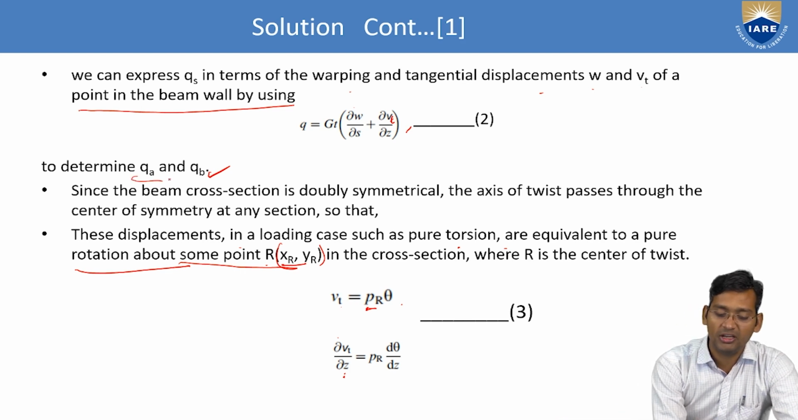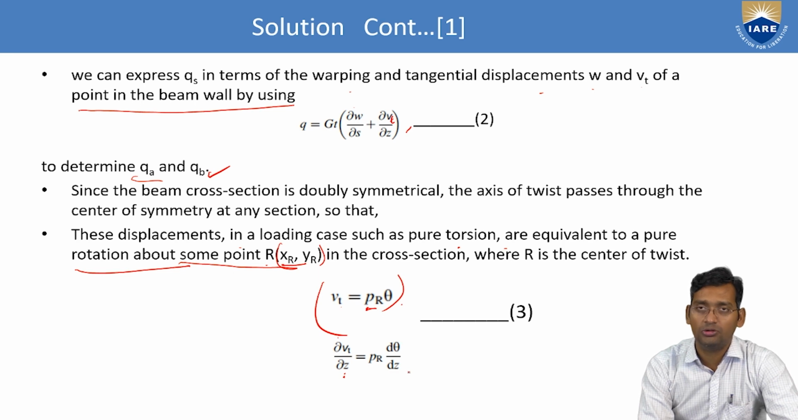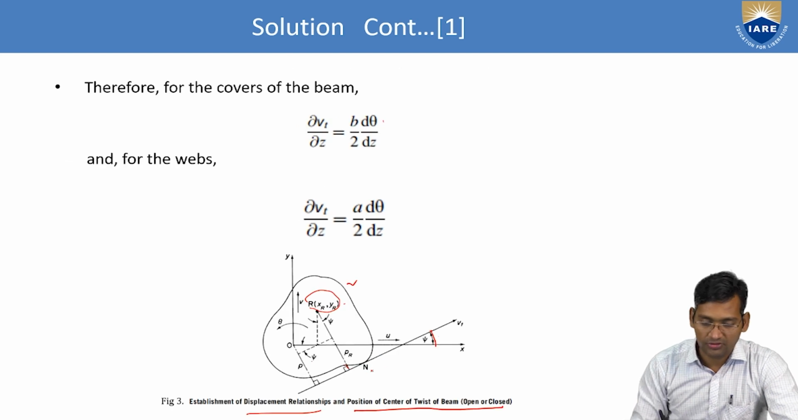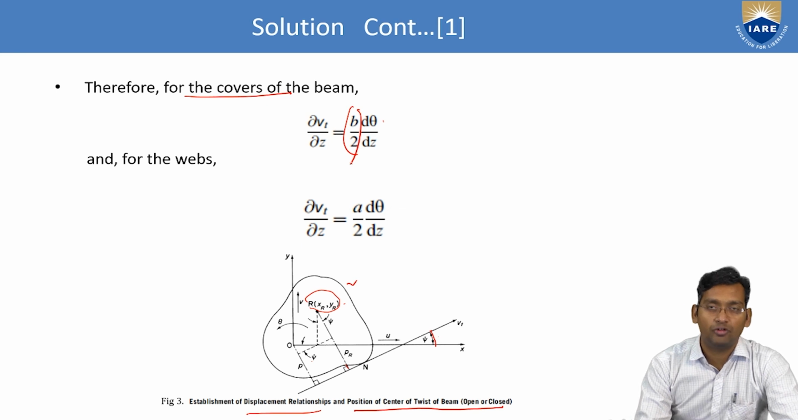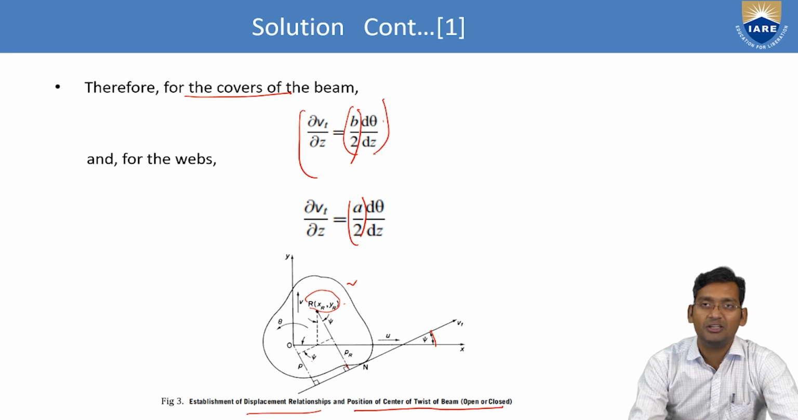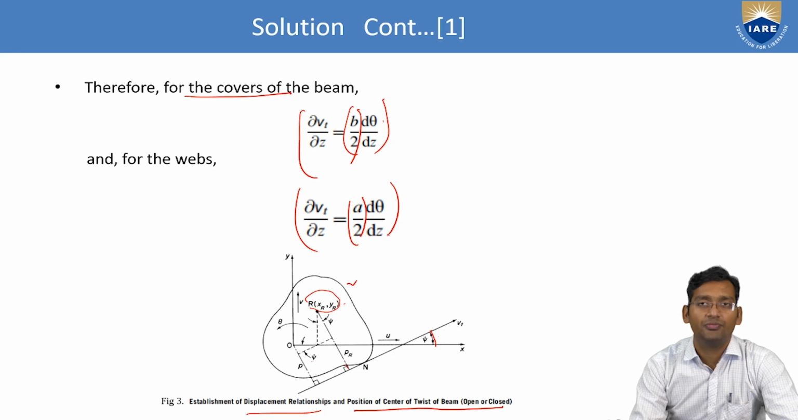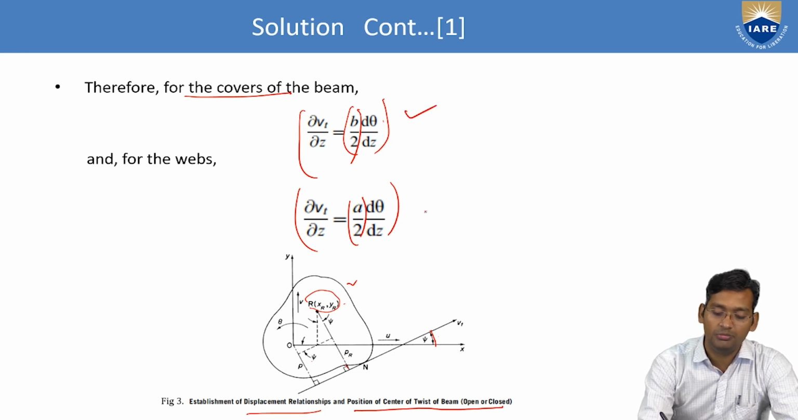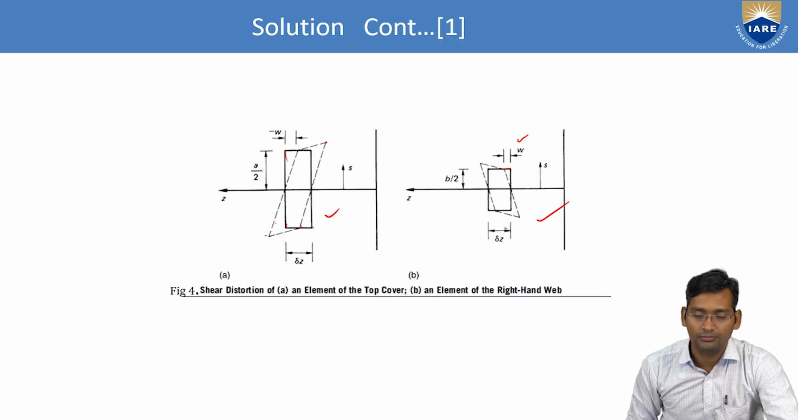Now to determine QA and QB, what do we have to do? Just take any point. vT is p r into theta. Just differentiate: del vT by del z is p r into d theta by dz. Now what will be p r for the cover and web? Just see here. For the covers, p r will be B by 2, and for the web it will be A by 2. So for the covers, del vT by del z is B by 2 into d theta by dz. For the web, del vT by del z equals A by 2 into d theta by dz. So now we have del vT by del z for both. Now what is left? Del w by del s we have to find for covers and webs.